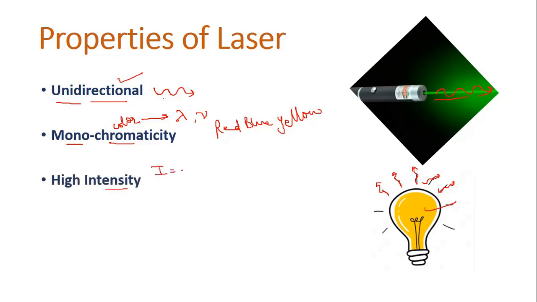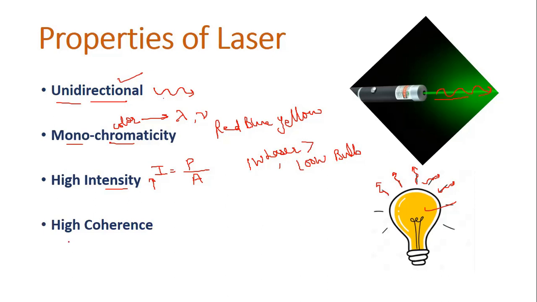Intensity is measured as power per unit area. So laser lights are highly intense in nature as compared to ordinary light. If you look at a 1 watt laser and a 100 watt bulb, you will see that the 1 watt laser is highly intense as compared to the 100 watt bulb. Then we have coherence, and this is the main property of laser which makes them laser.